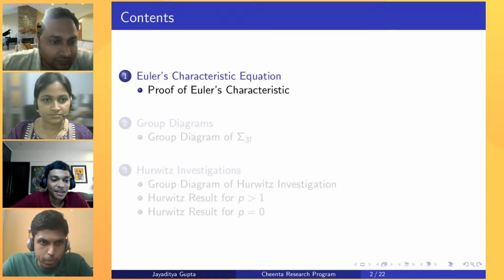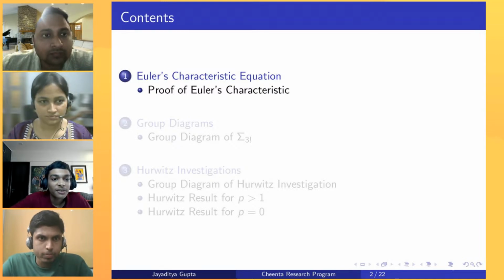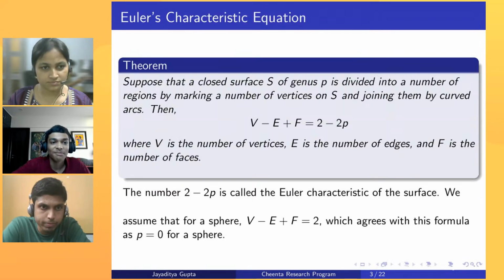Before I start, I'll just give you an overview of what we will be covering in the presentation. Firstly, we will look at Euler's characteristic equation and the proof of Euler's characteristic equation. We will also look at a brief introduction to group diagrams, and then we will delve deep into Hurwitz investigations. So we begin with Euler's characteristic equation.